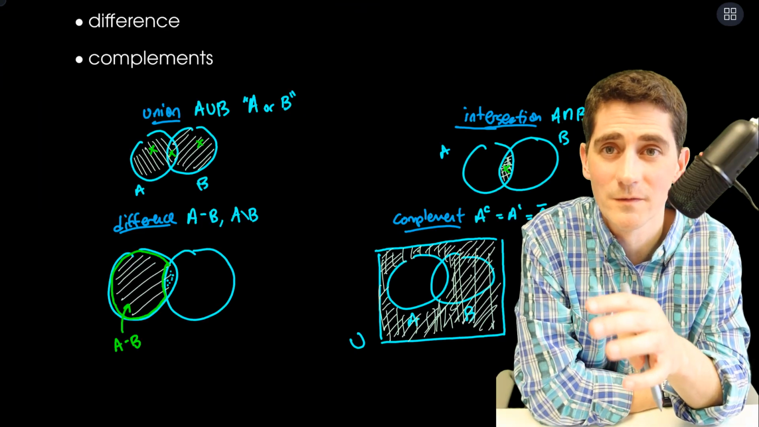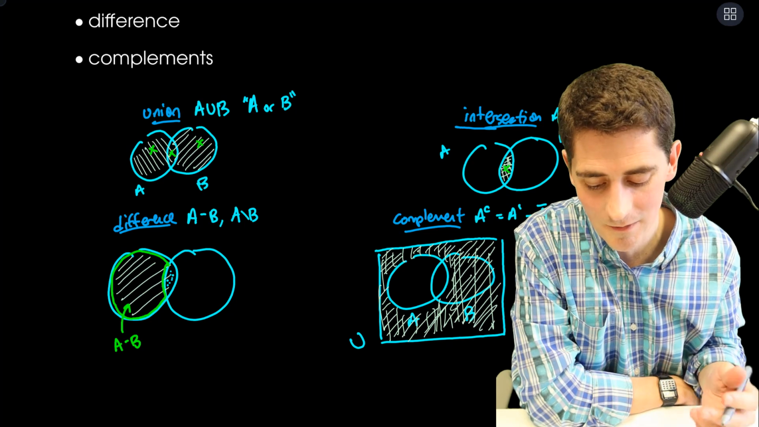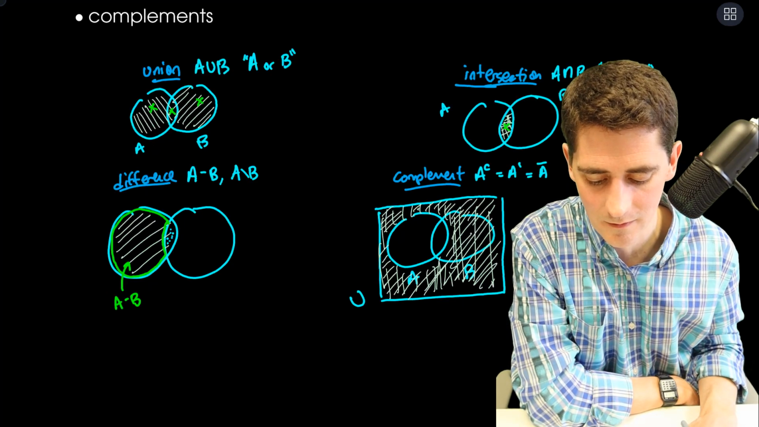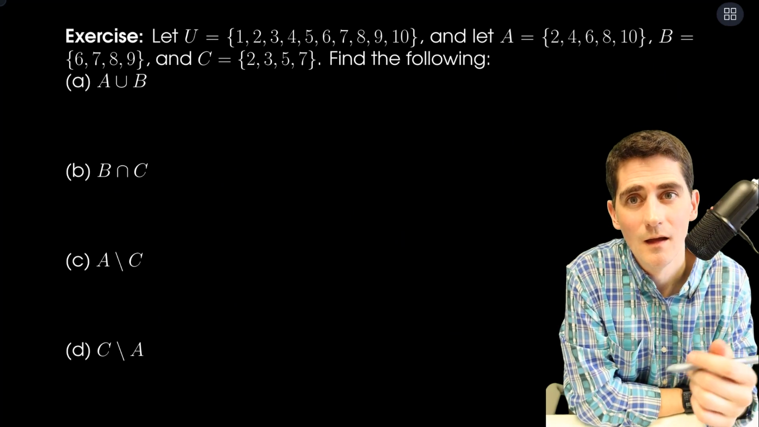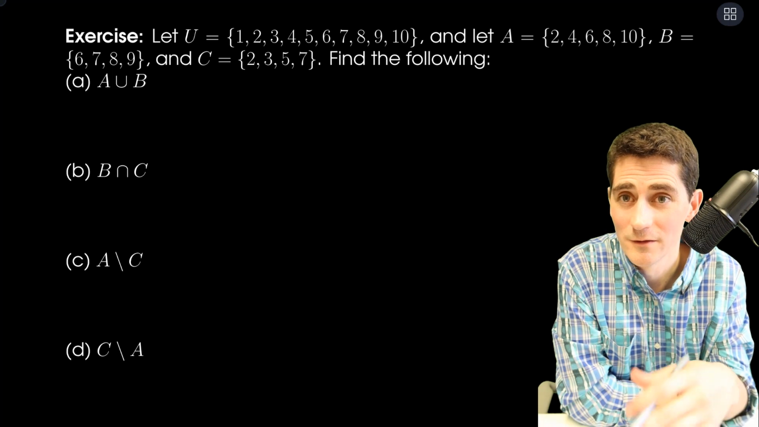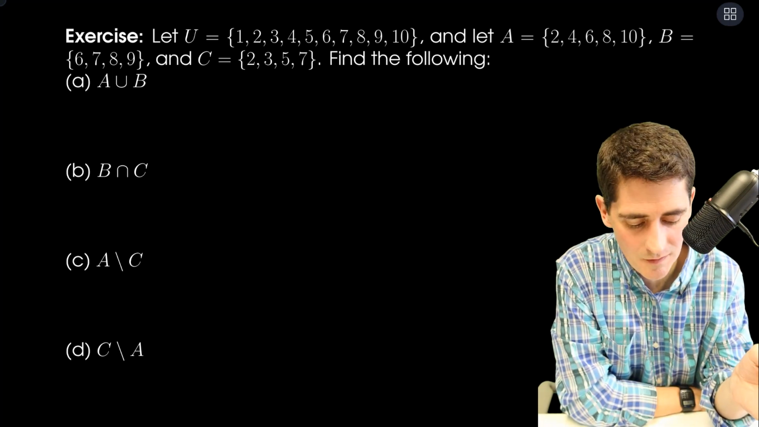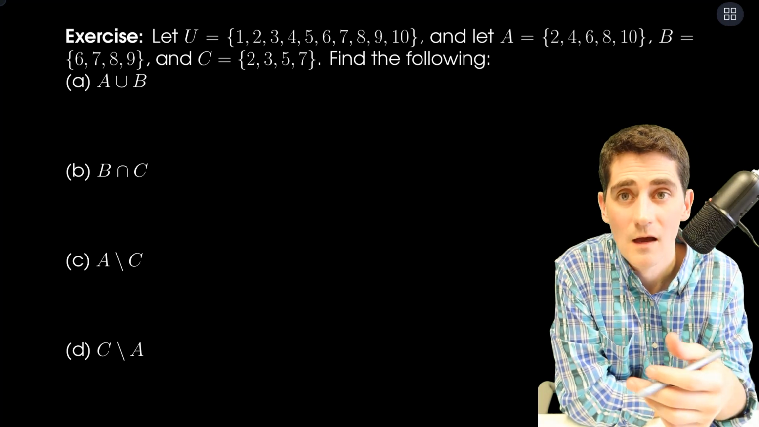These four concepts are not in themselves too difficult, but we do want to look at some examples on how to figure out what is in these sets. So let's take a look at that. All right, so here we have some sort of universal set, 1 through 10. And so all we're considering now are integers 1 through 10. Now we have set A, which is my even numbers. Set B, we have 6, 7, 8, 9. C is 2, 3, 5, 7. I want to find the following.